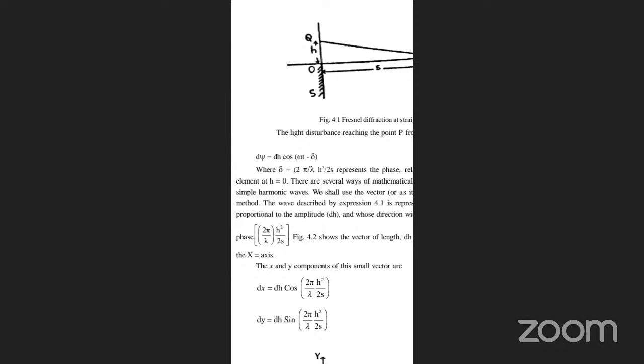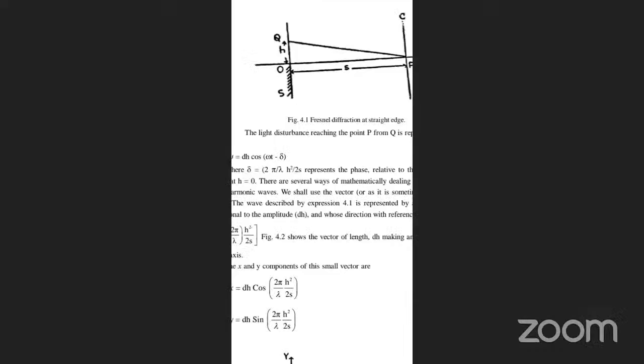Therefore, we can find the resultant due to the waves from all Huygens secondary sources in the wavefront between O and Q, by integrating these expressions between 0 and h. So the resultant X is equal to component A, which is the integral 0 to h of dh into cos of 2 pi by lambda into h square by 2s. Similarly, the resultant Y is equal to component B, which is the integral 0 to h of dh into sine of 2 pi by lambda into h square by 2s.